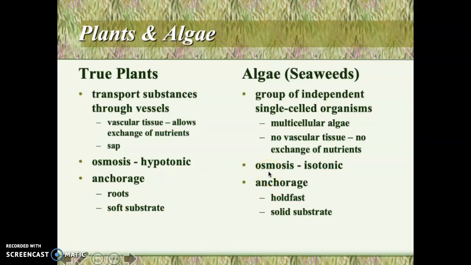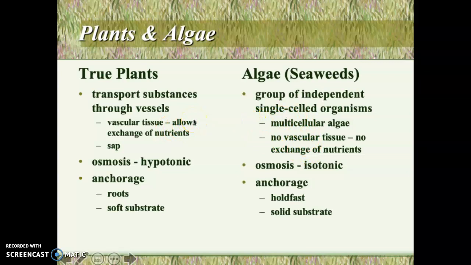And last but not least, we'll talk about the true plants and the algae. The difference between the two, these are both large multicellular organisms, but the algae, it turns out, are actually independent single-celled critters that live together in a colony. They are not able to transport nutrients through vascular tissue, and that's the big difference between true plants and algae.